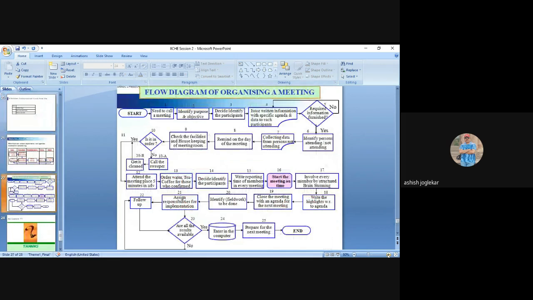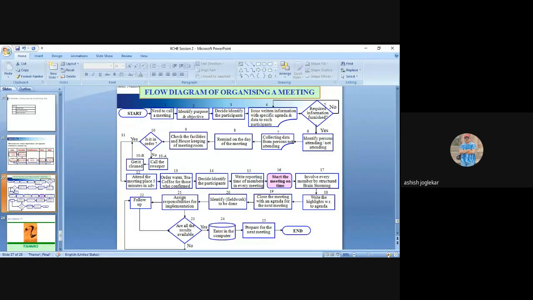So you can see a flow diagram for organizing a meeting. If someone says "organize a meeting," the steps actually done for the meeting are 25. Somebody on a call says "organize the meeting" and the meeting is organized. But actually, let us say you write the process for meeting organization. You will start with the need to call a meeting.